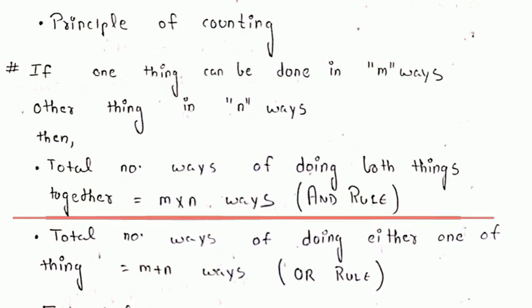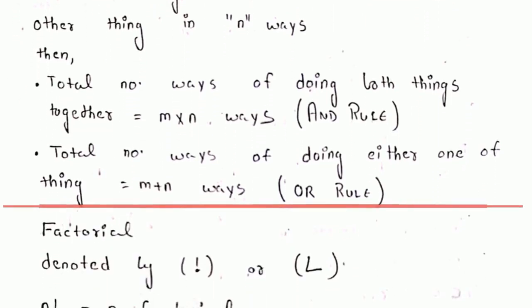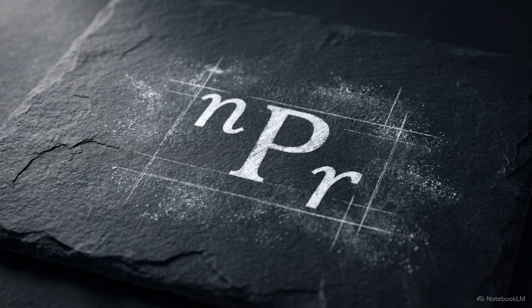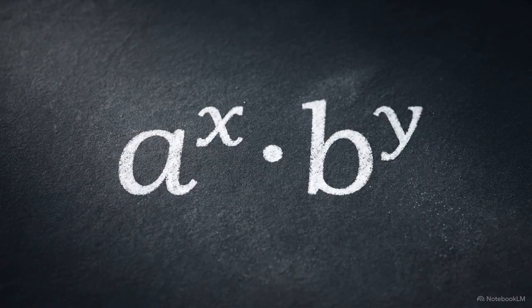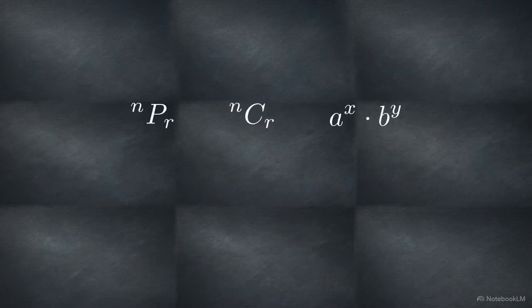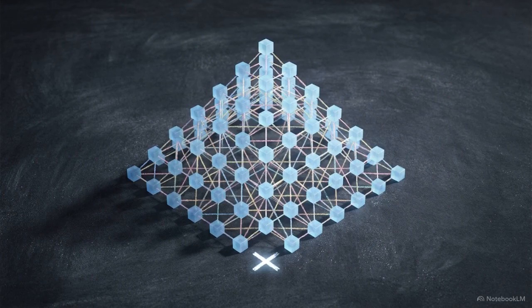If task A takes m ways and task B takes n ways, their sequence is m times n. Contrastingly, the OR rule below applies when choosing between options, resulting in a sum. Every formula we use, permutations, combinations, and divisors, serves as a compressed notation for this same process of sequential multiplication. Combinatorics functions as a precise architectural system built entirely on the recursive application of this multiplicative principle.